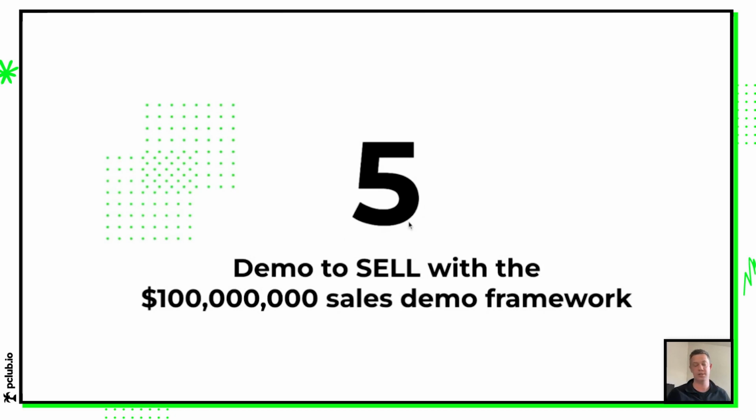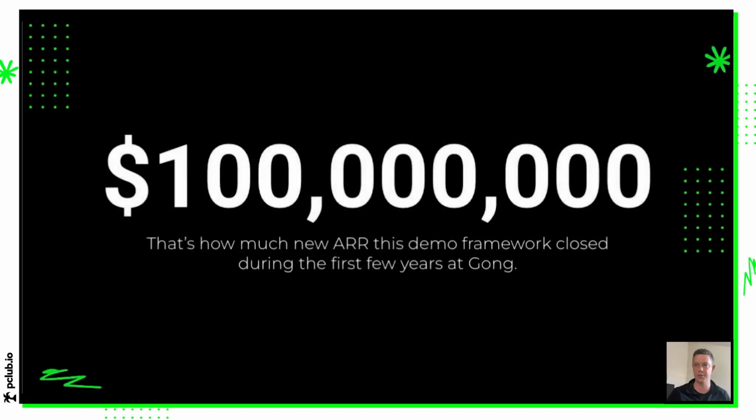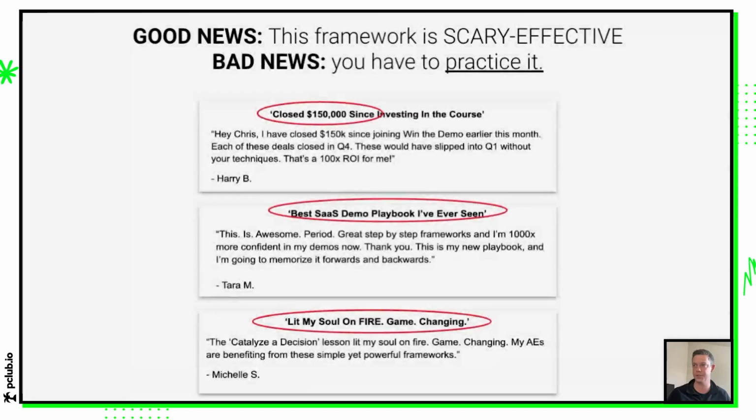Number 5, this one's going to be tough to teach in a matter of 5 to 7 minutes. Please pay attention because I'm going to move fast and I'll send out a cheat sheet so you can do this offline without me. But I'm going to give you the basic structure of a demo technique that has closed over $100 million worth of SaaS with our first few years of Gong.